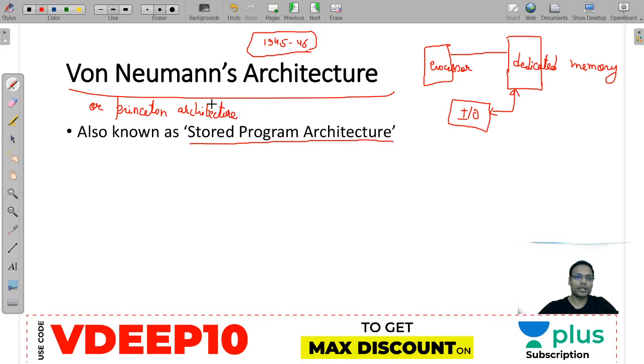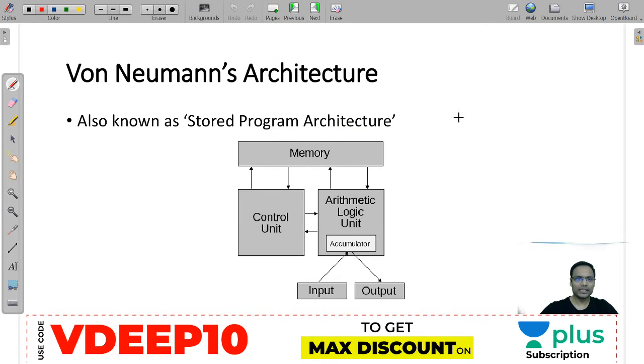Von Neumann was a mathematician. He has given the architecture. If you see the detailed architecture design, the memory is connected with your CPU, control unit, ALU and everything, and input output devices are connected with your CPU. So this was a very, very big invention. In fact, nowadays also you use the same architecture in your computers, in your mobile phones.